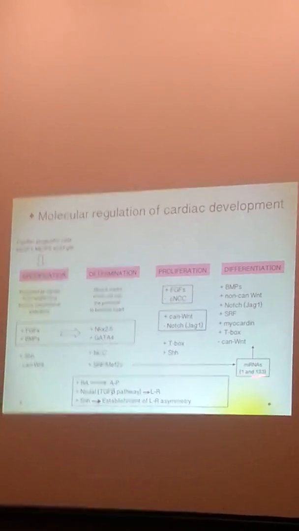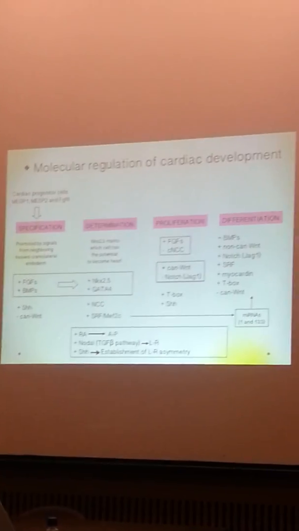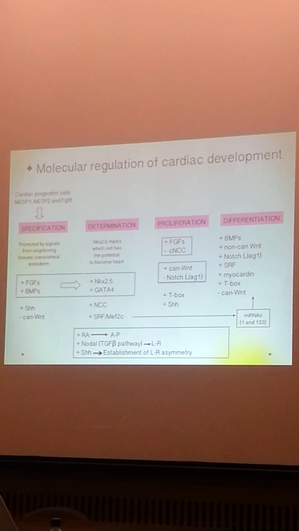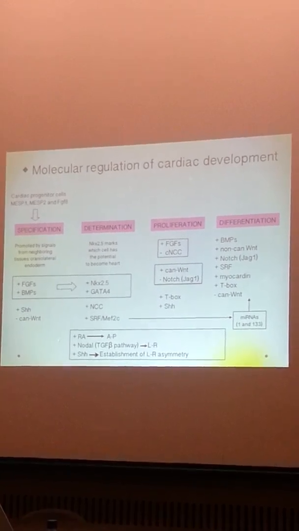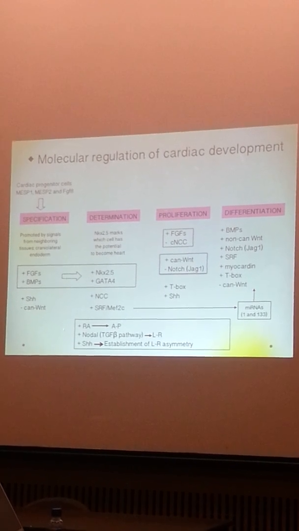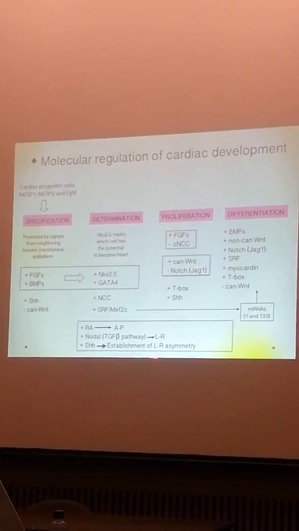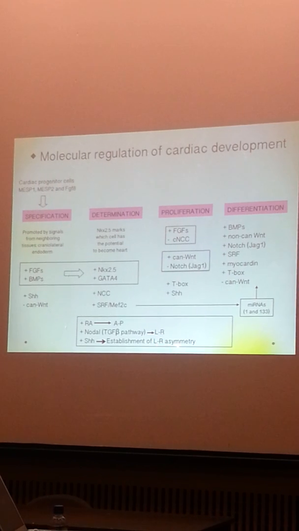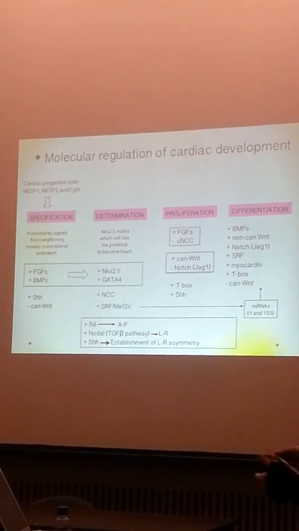On top of that, also the microRNAs are very important for cardiac development, and there are some specific pathways that are involved, for example, retinoic acid, for the anterior-posterior axis of the heart, and also for the left and right asymmetry, because it's not a symmetric organ.